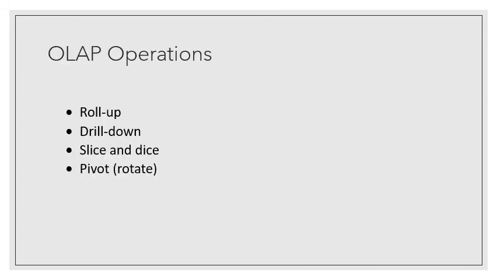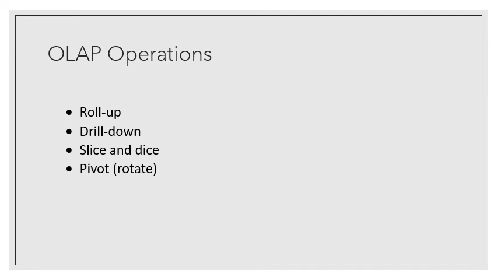Now let's see the OLAP operations. Since OLAP servers are based on multidimensional view of data, we will discuss OLAP operations in multidimensional data. So these are the list of operations under OLAP: roll up, drill down, slice and dice, then pivot or rotate.